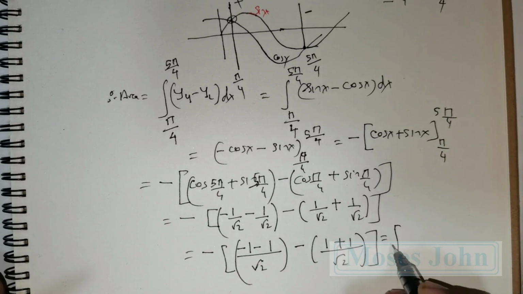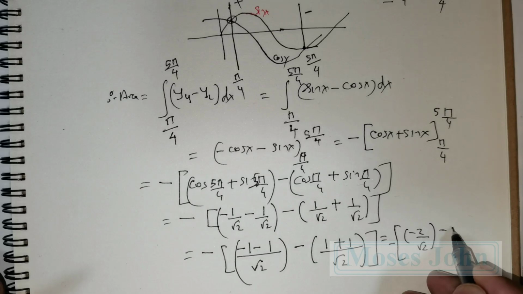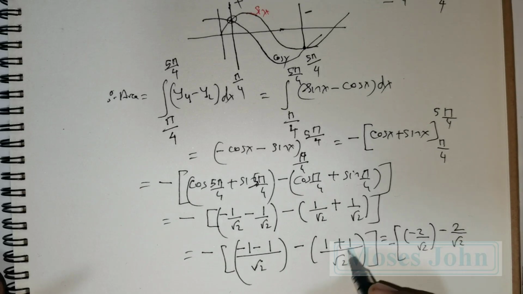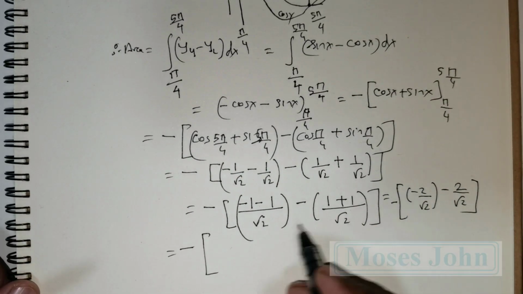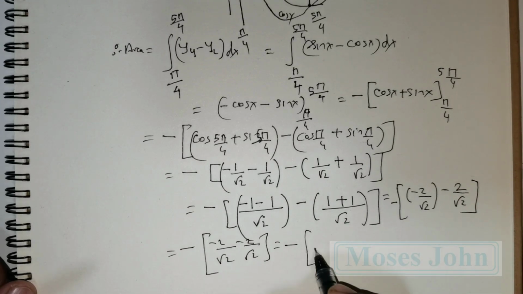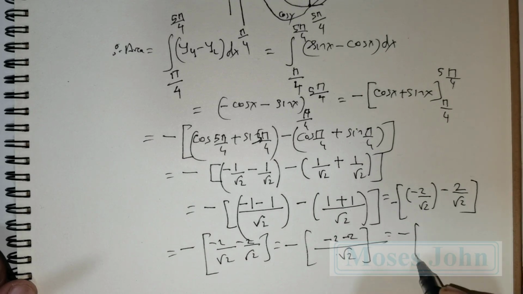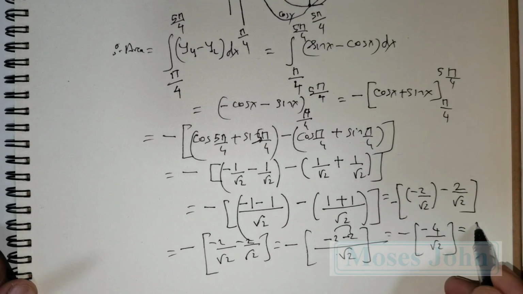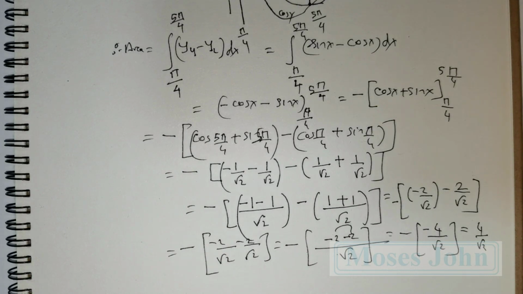I can rewrite this as negative of negative 2 divided by root 2 followed by negative 2 divided by root 2. Okay. Now both of them can be added taking the root 2 as the LCM. So we are going to get negative of, negative 2 added with negative 2 is going to be negative 4 divided by root 2, and that is going to be 4 divided by root 2. Okay, so you have got this value.